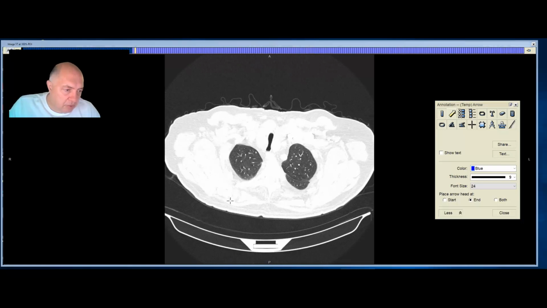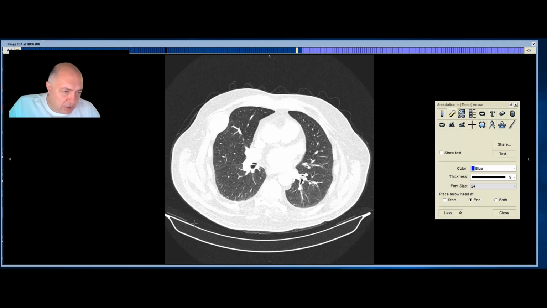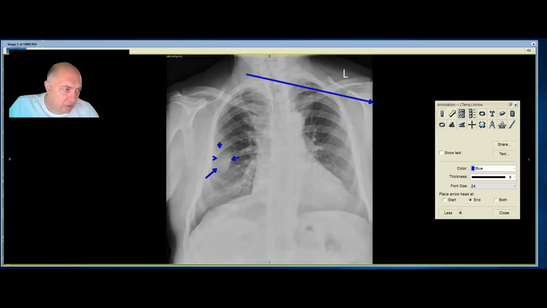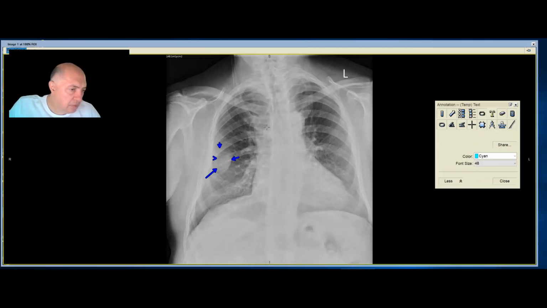If we look at the lung window, there's nothing much to see. You can see that the mass is outside the lung, but pushing into the lung. So the diagnosis is a metastatic rib lesion. That's your diagnosis.